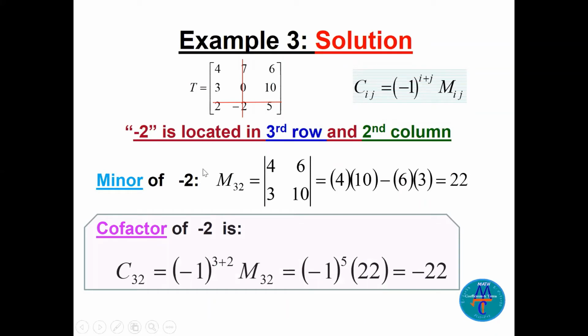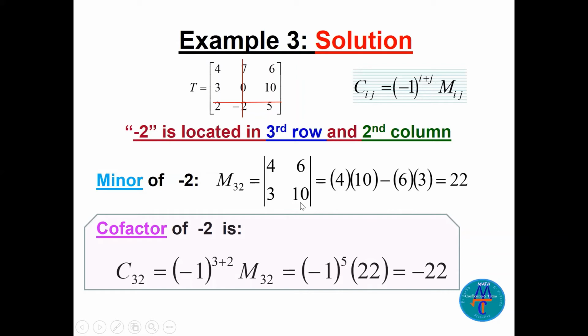So minus 2 is located in the 3rd row and 2nd column. So the minor, capital M 3, 2. From where do I get 3, 2? This is ij. 3, 2 from row 3, column 2. So I delete this. What's left? 4, 3, 6, 10. So to find the determinant here of 2 by 2, it will be 4 times 10, 40, minus 6 times 3. So the minor of minus 2 is 22.